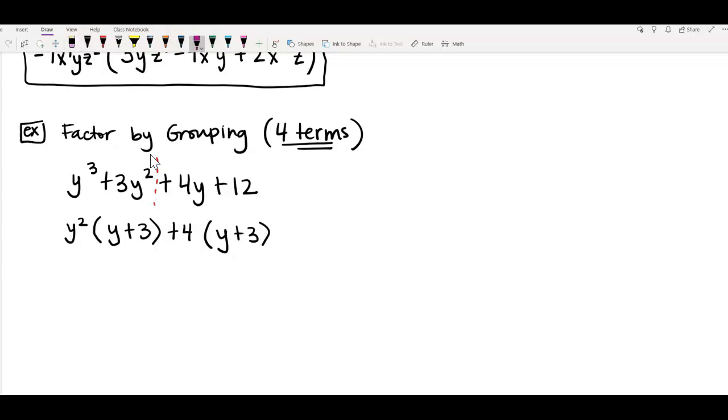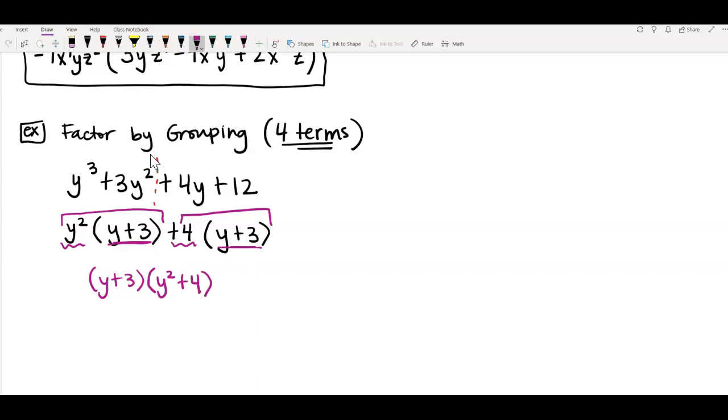Notice that I have a greatest common factor now with both of these terms. Remember, terms are separated by add and subtract signs, right? So do you see I have two terms now? And the greatest common factor of both of those terms is y plus 3. So y plus 3 is factored out, and then we've got our leftovers that go in the other parenthesis. So y squared and then plus 4.